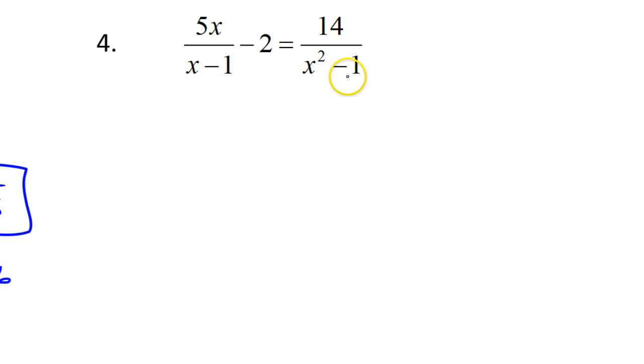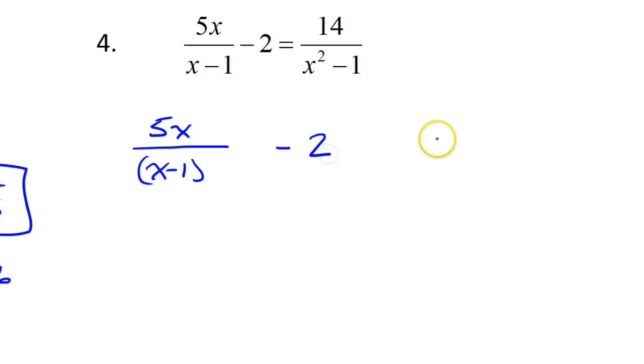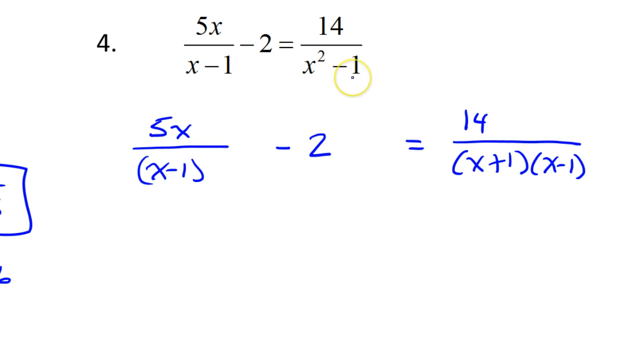First of all, let's factor the x squared minus 1. So I'm going to have 5x over x minus 1, and I have minus 2, and then I have 14 over, and this is going to factor as x plus 1 times x minus 1. This is the difference of two squares. Now you notice I kind of spread this out a little bit, and here's why.